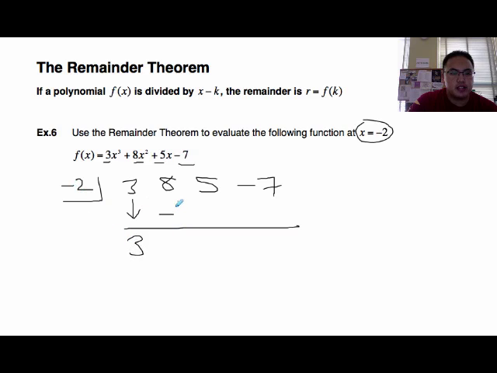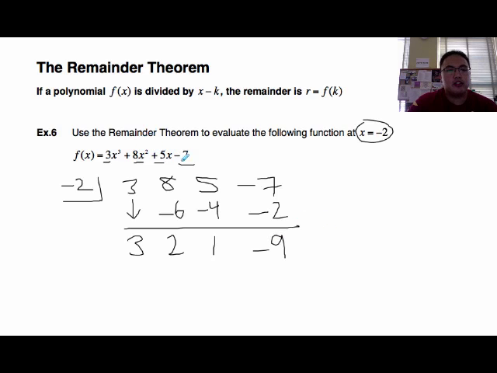Negative 2 times 3 is negative 6. And add 8 plus a negative 6 is 2. Multiply negative 2 times 2 is negative 4. And add 5 plus negative 4 is 1. Multiply negative 2 times 1 is negative 2. And negative 7 plus negative 2 is negative 9.